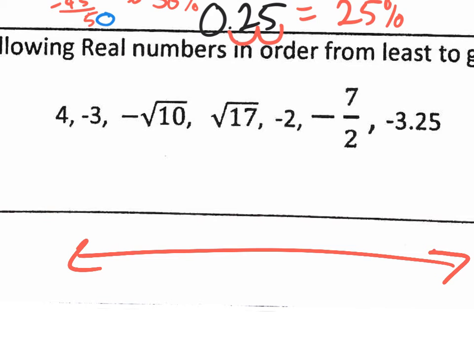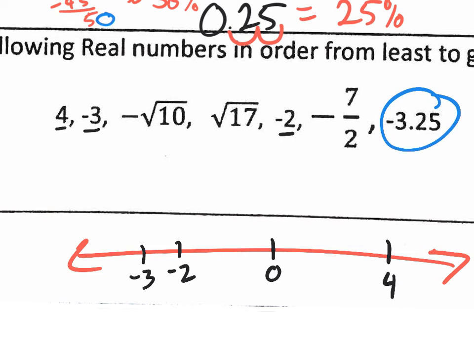So let's go with the easy ones first. Let's say 0's right here, which means that 4 is going to be way over here in the positives. -3 is going to be way over here. -2 is going to be right here. So we've got the 4, the -3, the -2. Where would -3.25 be at? This guy.